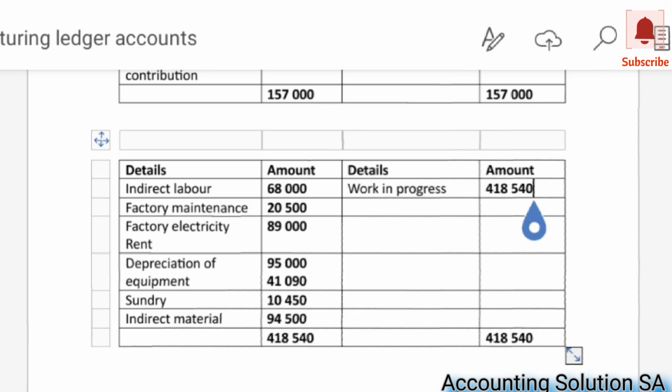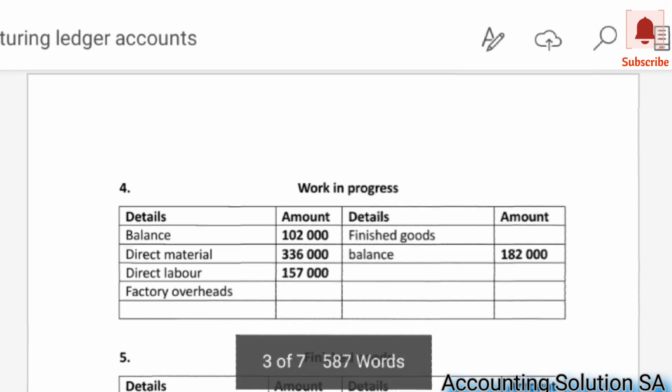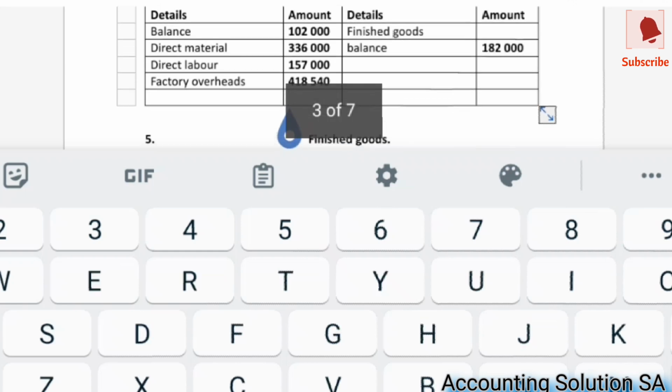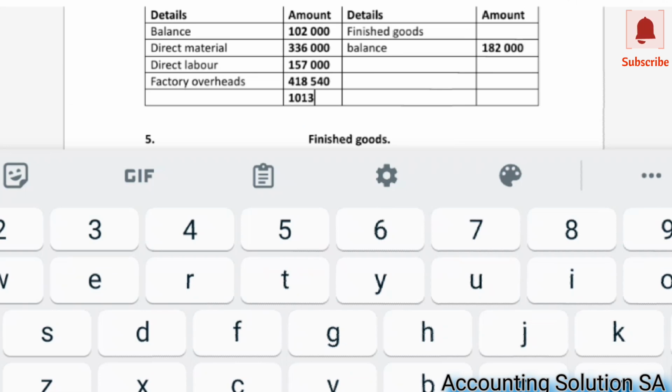Simple as that, as you can see. Now we have to transfer that amount, 418,540, under work in progress. Then after that, now we can get our totals on this account, which means that we have to add 418,540 plus 157,000 plus 336,000 plus 102,000. Then it's going to give us 1,013,540.